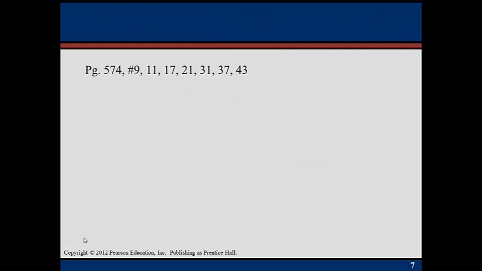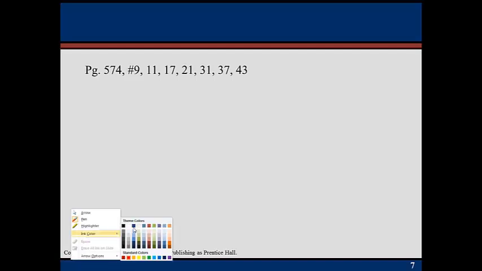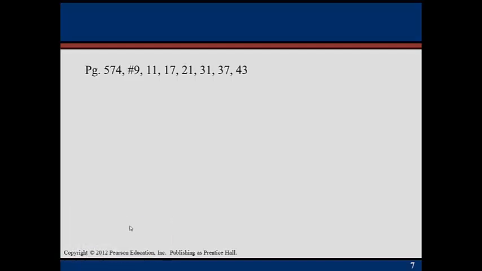All right, let's look at the following problems in our book on page 574. We're going to start with number 9. And it says solve, and then of course it says check each solution. And for number 9, we have a plus 5 equals 23. All right, so we're going to solve this.